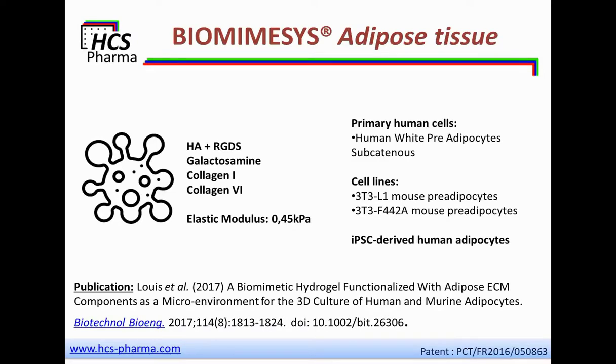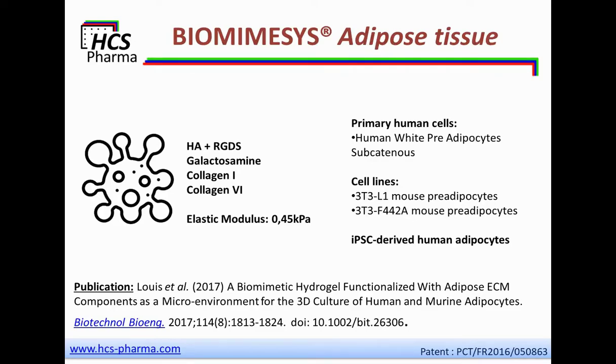I will now move to Biomimesis adipose tissue. Biomimesis adipose tissue is composed of hyaluronic acid and RGDS adhesion peptide, and collagen 1 and 6. Its elastic modulus is 0.45 kilopascal.